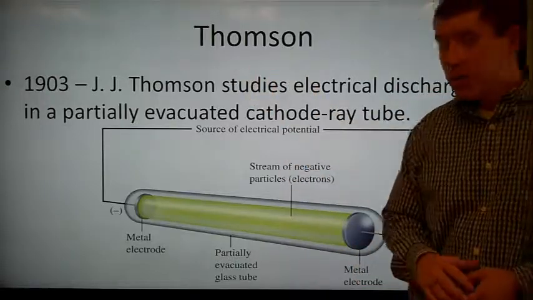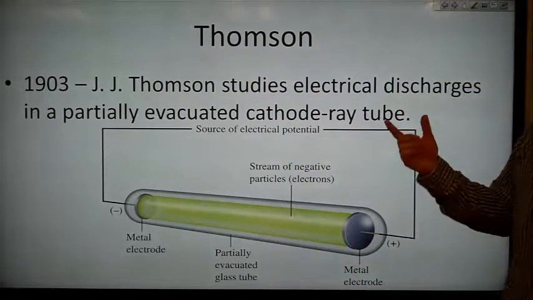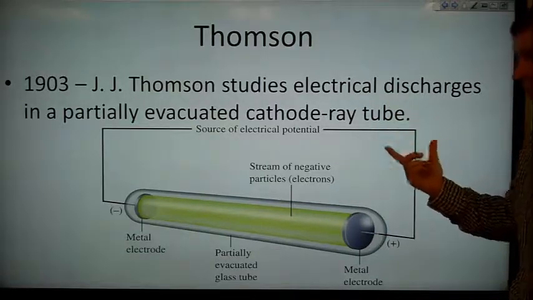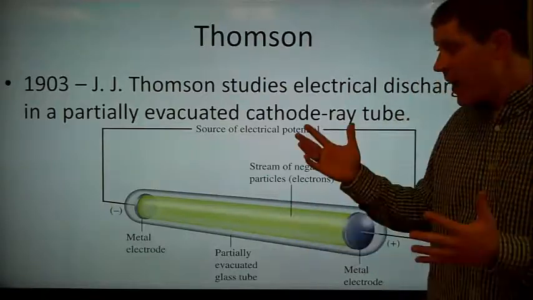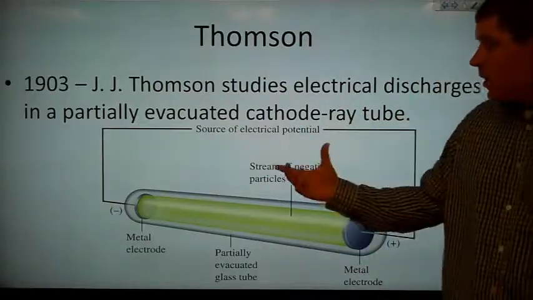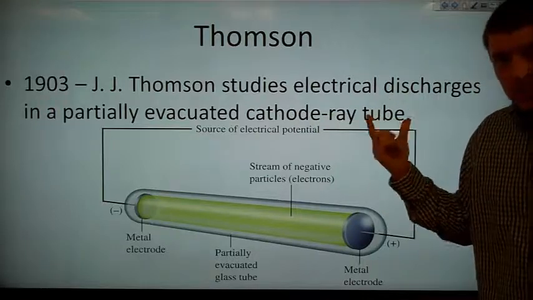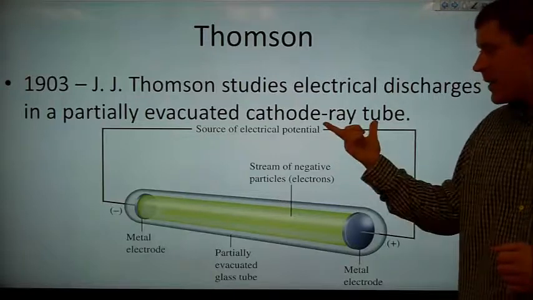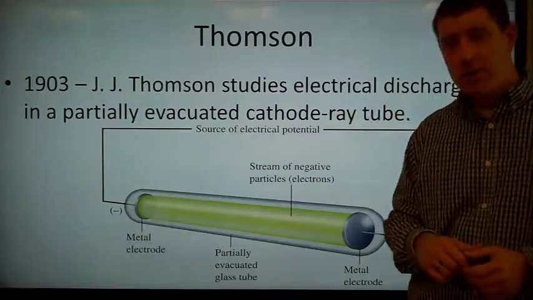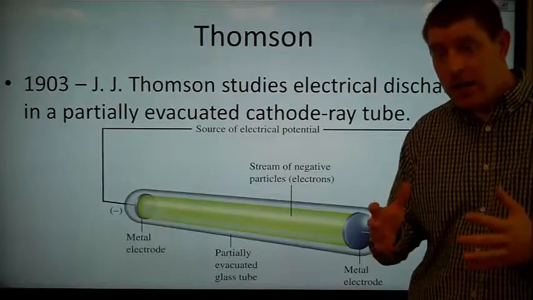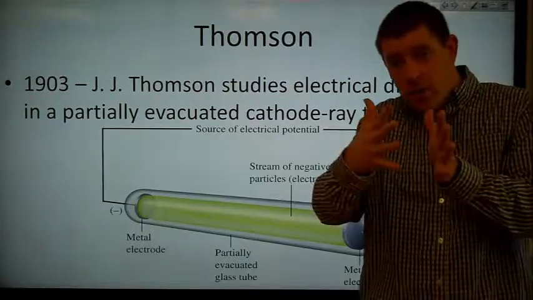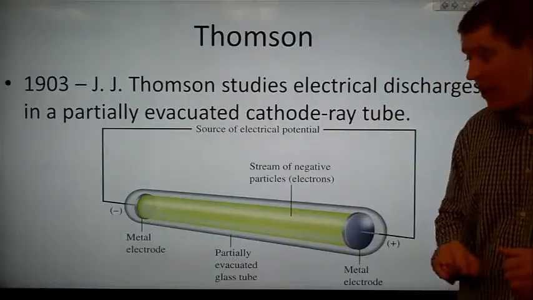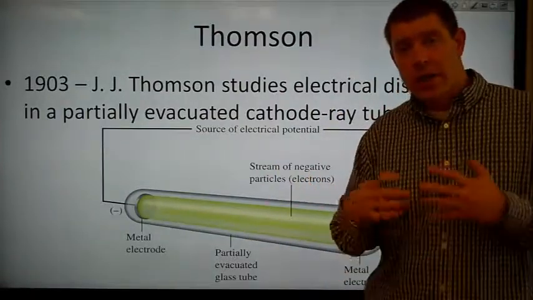So, in 1903, J.J. Thomson comes along and he studies electrical discharges in a partially evacuated cathode ray tube. So, an old television, before we had flat screens like this one, had cathode ray tubes in them. So if you ask your parents, grandparents, great-grandparents maybe, they may tell you that the cathode ray tubes of their day, the televisions were very large, they were deep, because there needed to be space for these cathode rays. Now, cathode rays now we know are just electrons.